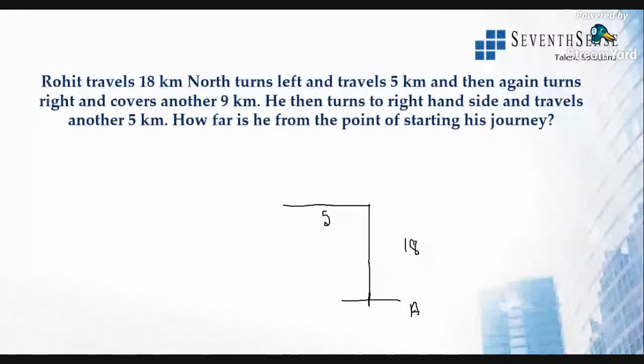Next, from west, he turns right. So you should remember this: from west, in the clockwise direction, the right side is north. So he travels 9 kilometers. Then he turns to his right hand side. From north, right hand side will be this direction. He covers another 5 kilometers. This will be parallel. So A, B, C, and D. D is the end point.